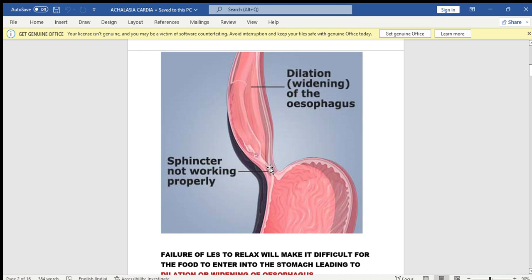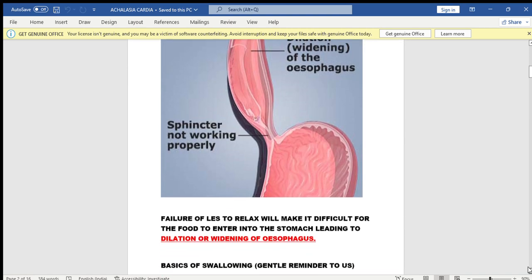So if the food is being pushed back, and there is no peristalsis happening in the esophagus, what is going to happen? You're going to have dilatation of the esophagus, because everything that is coming down is being pushed back. So this tube over a period of time is going to become widened or dilated, right? So this is what is happening. Your lower esophageal sphincter is not working. So that's the main mechanism, right?